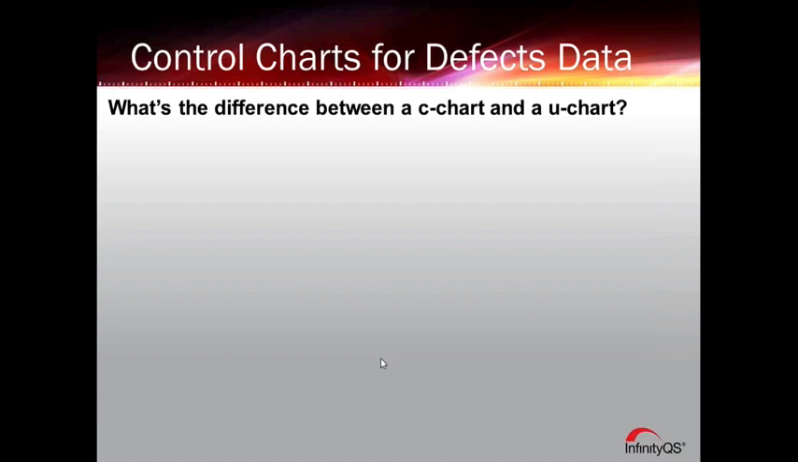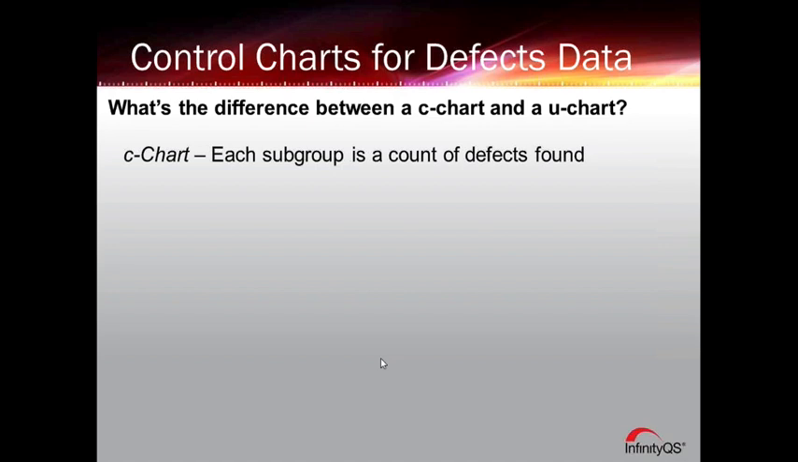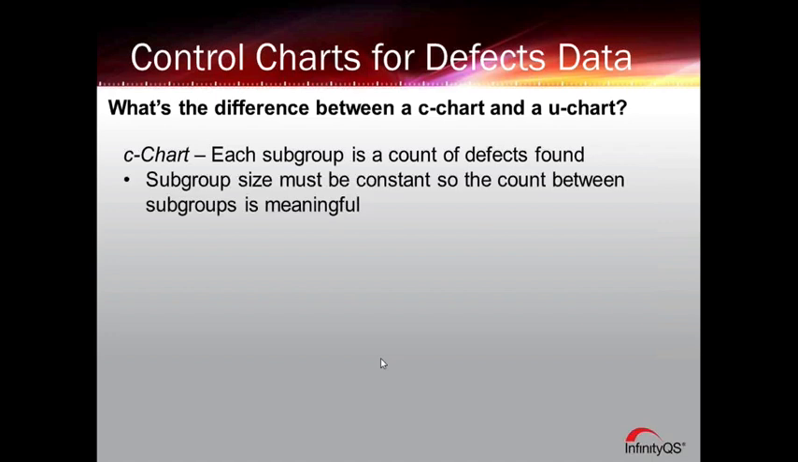Control charts for defects data. I had mentioned the C chart and U chart, and what's the difference between those two? In a C chart, each subgroup counts the defects found. That's pretty easy, and that's why it's important that the subgroup size be constant. If I take 10 bottles and inspect them and find 3 defects, and I take 100 bottles and inspect them and also find 3 defects, my proportion of defects is very different on those sizes, so a raw plotting of the counts isn't really representative of what's happening.